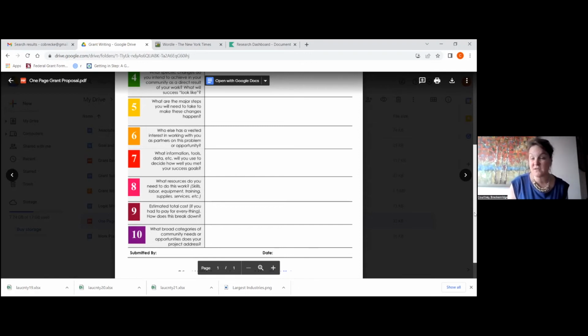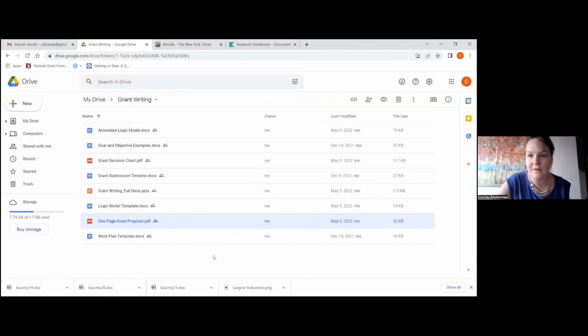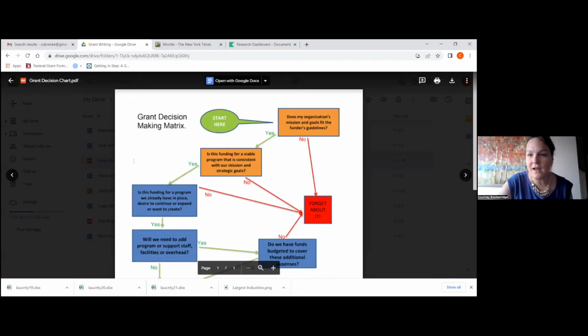It kind of serves as a mini outline because these questions start to match back up with the various components within a grant. But the other thing that it's going to help you do, and I'm going to go back to the Google Drive for a second, is assess whether or not your idea is a good fit for whatever proposal you're looking at. So the next one I'm going to pull up here is the grant decision chart. And I stole this from, I don't even remember where, I think it has an attribution at the bottom.